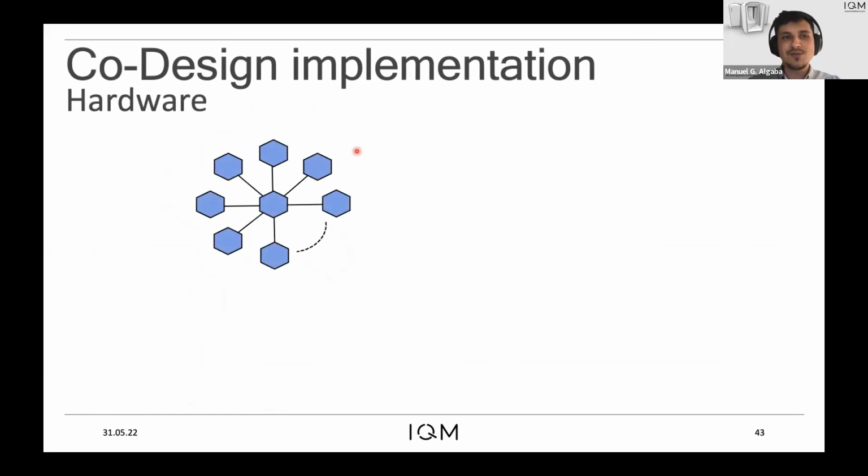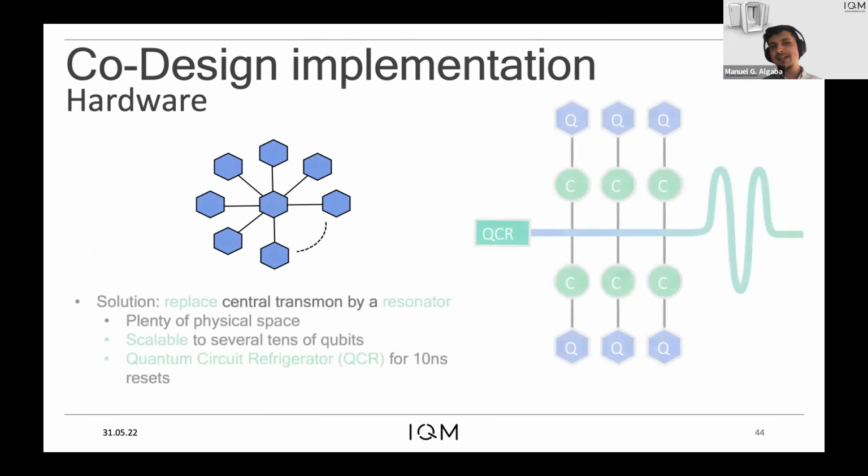So how do I take this to a hardware problem? Because, okay, if you see this and you know something about superconducting chips, you will say, how the hell am I going to connect more than, I don't know, 8, 9, 10 qubits to a central qubit, because this is impossible, because the capacitance will change, then you will not be in your qubit regime anymore.